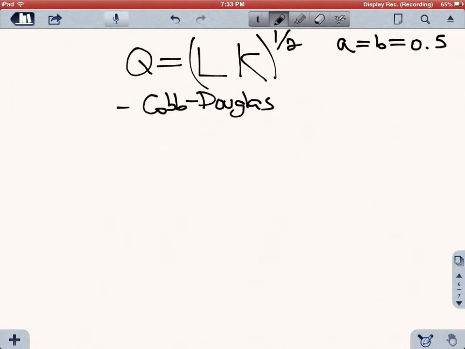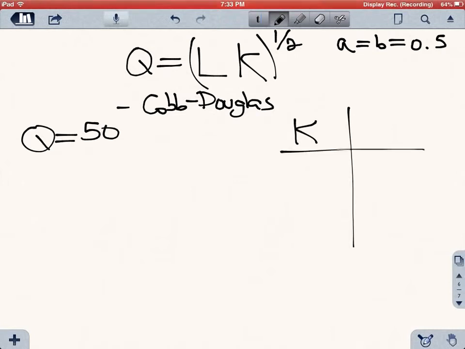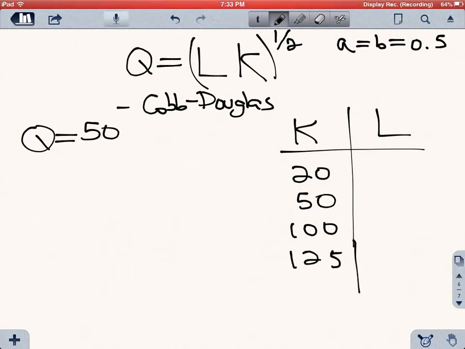All right? So what I want you to do now is to calculate, let's assume that you know how much output you're going to produce. It's going to be 50 units of output. I want you to calculate the values of labor if you know the capital is going to be equal to 20, 50, 100, and 125. So what I want you to do is to calculate the values of labor for these values of capital given this production function and for an output of 50 units.